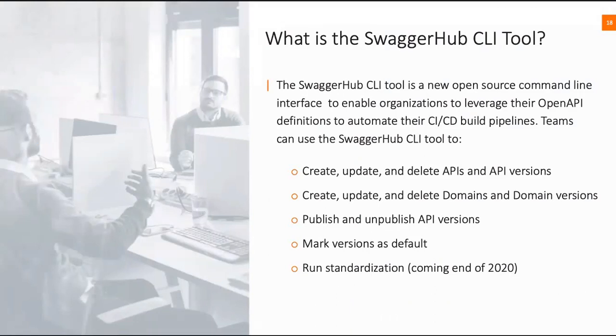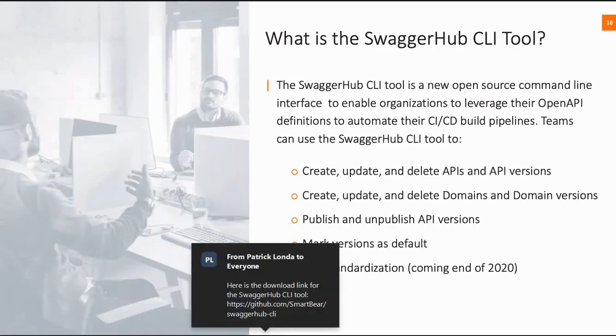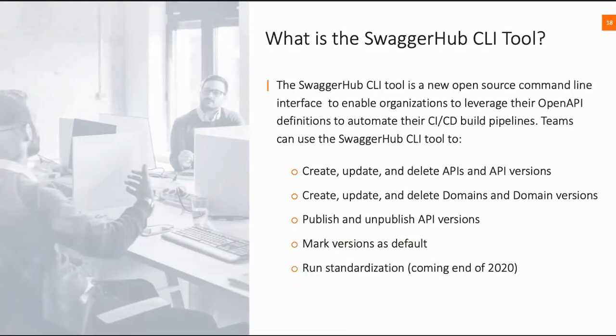I'll hit on the CLI tool. The CLI tool is meant for people to use in their build pipelines, and it can do a lot of the things that you would do within SwaggerHub. It uses our Registry API, which is the main SwaggerHub API that allows you to interact with your API definitions and lots of other things within SwaggerHub.